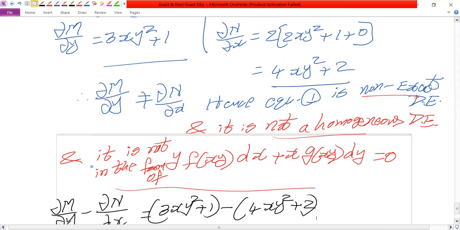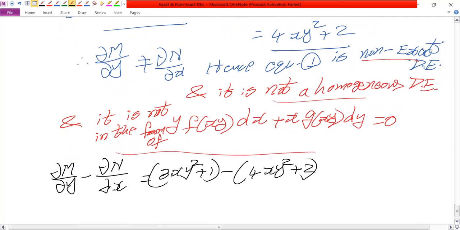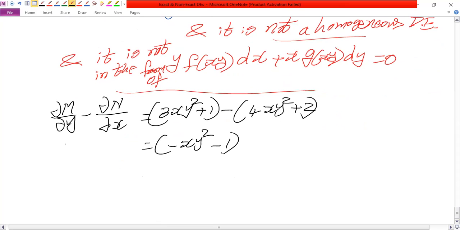Since we are subtracting the two, brackets are compulsory. Okay, this resulting value we have to compare with the previous value. So 3 times xy square minus 4 times xy square, then we get minus xy square plus 1 minus 2, nothing but minus 1. So this is just dou m by dou y minus dou n by dou x. I am putting it in a box just for our convenience, for comparing with something else.